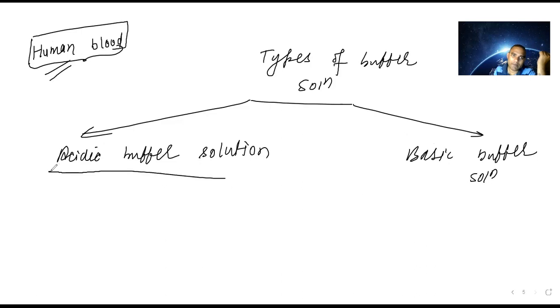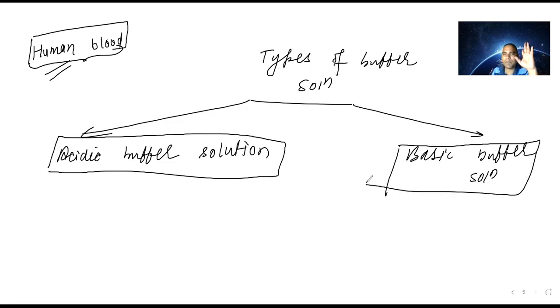Now there are two types of buffer solution: acidic buffer solution and basic buffer solution. In both cases they have to resist the pH, but here pH is less than 7. Wait, I'm writing. pH resist at less than 7.